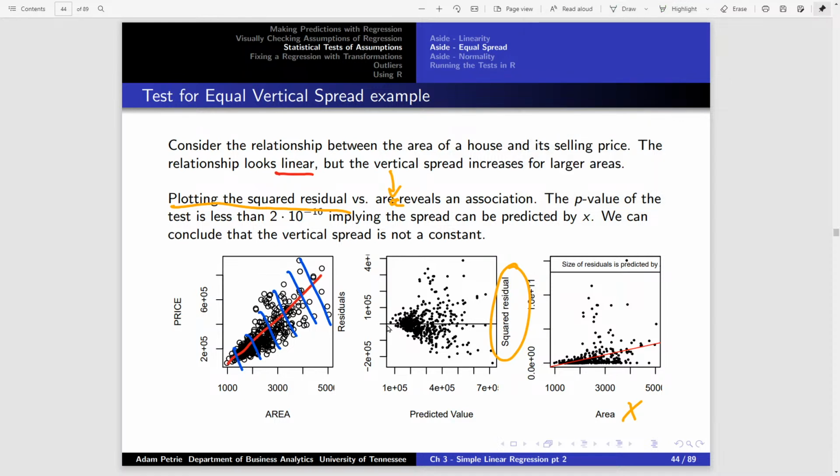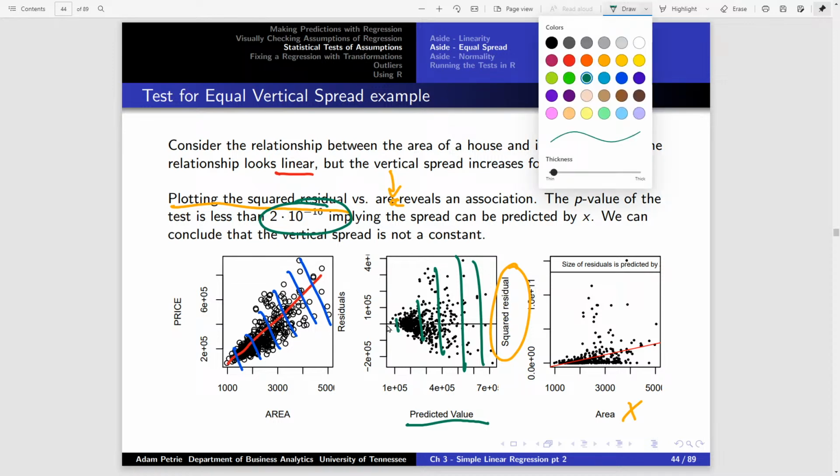Oh, wait, remember, that is correct. We do want a p-value above 0.05. That is correct. And so when you look at this right here, that p-value is super low, right? Because it's 10 to the negative something crazy.